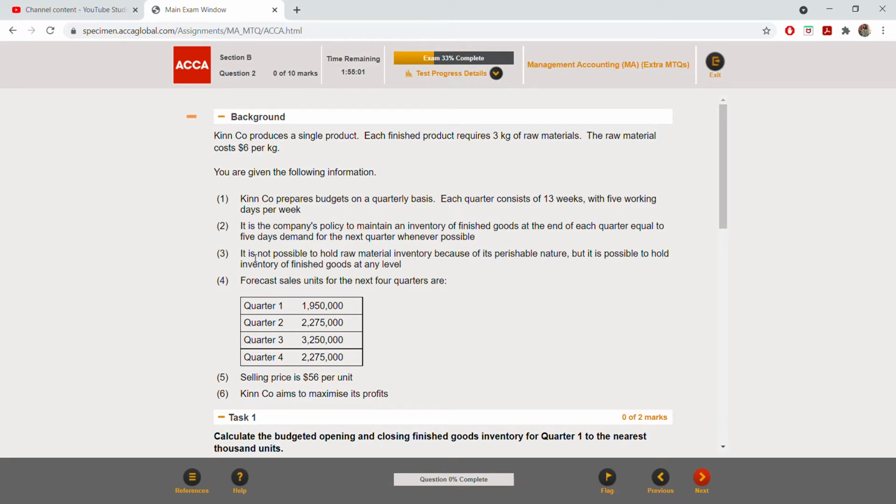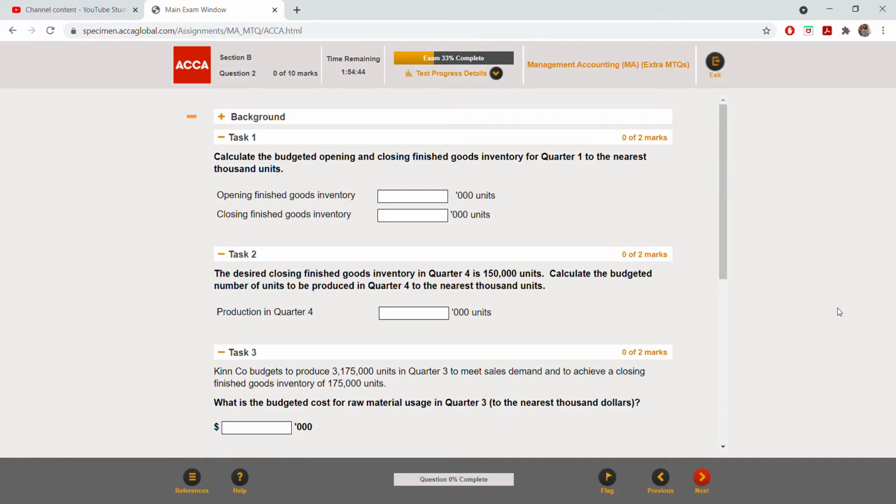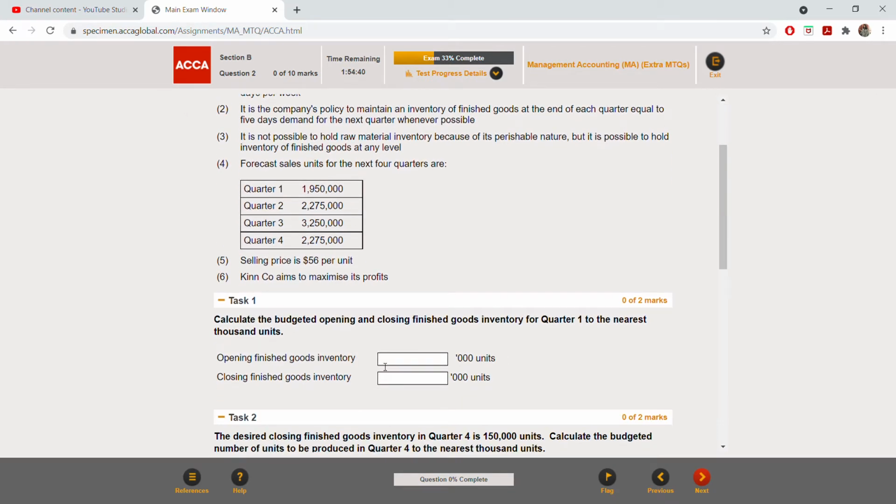It is not possible to hold raw material inventory because of its perishable nature, but it's possible to hold inventory of finished goods at any level. Forecast unit sales for the next 4 quarters are given. Selling price is given as 56 and Kin aims to maximize his profit. Okay, task 1. You can even close down the background also if you want. Okay, but we definitely need this in front of us, so we are only worried about task 1.